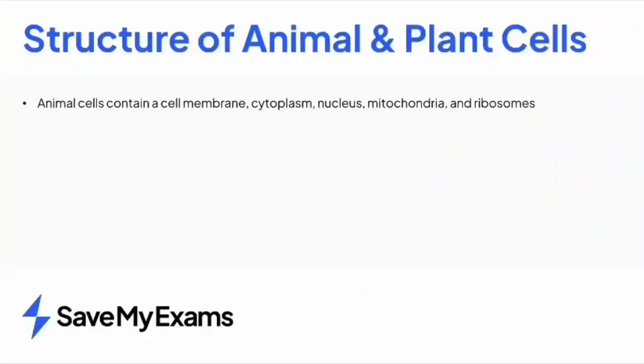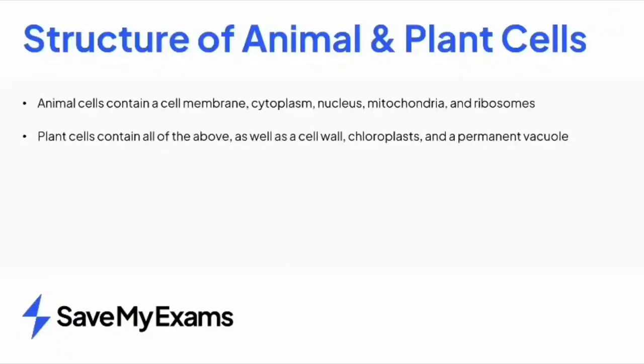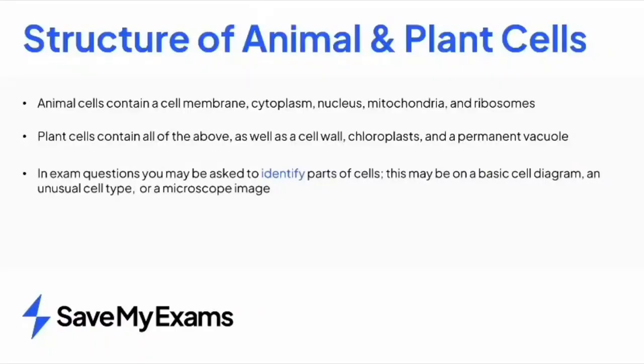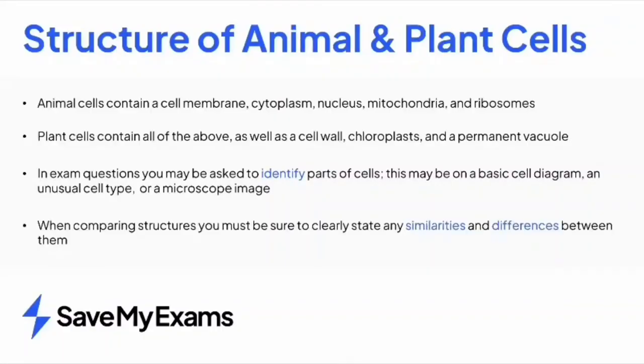In summary, you need to know about 5 structures in animal cells: the cell membrane, cytoplasm, nucleus, mitochondria, and ribosomes. Plant cells also contain these structures, and contain 3 additional structures: a cell wall, chloroplasts, and a permanent vacuole. Exam questions may ask you to identify cell structures on basic diagrams, or in unknown cell types or microscope images. Don't forget to give both similarities and differences between structures when answering compare questions.